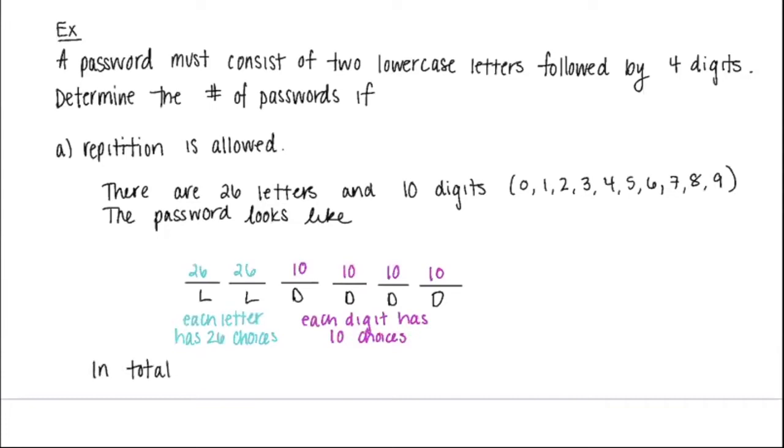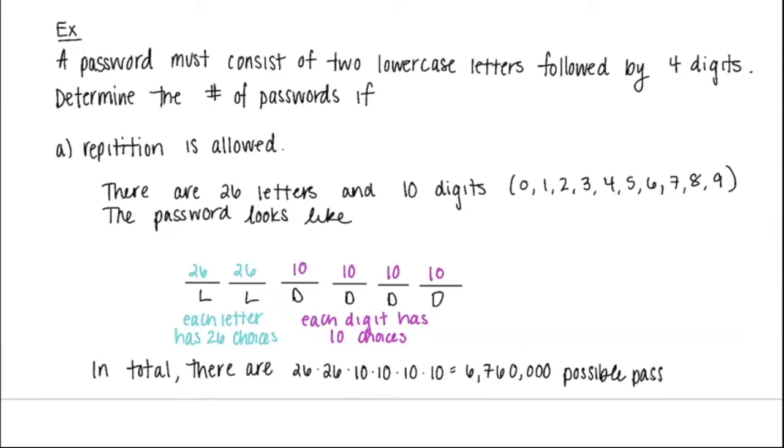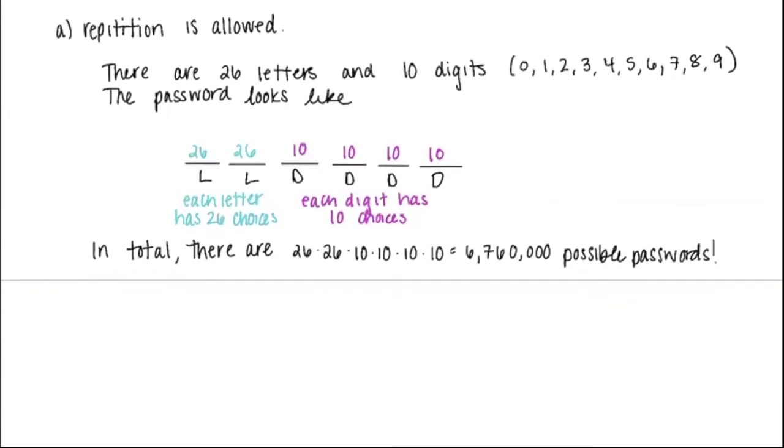So in total, there are 26 times 26 times 10 times 10 times 10 times 10, which if you multiply out, there are 6,760,000 possible passwords. So a lot of possibilities. And this is a pretty restrictive password input. So you add more letters and you don't add a specific order, there's a lot of possible passwords, which is why you don't want to choose common ones.